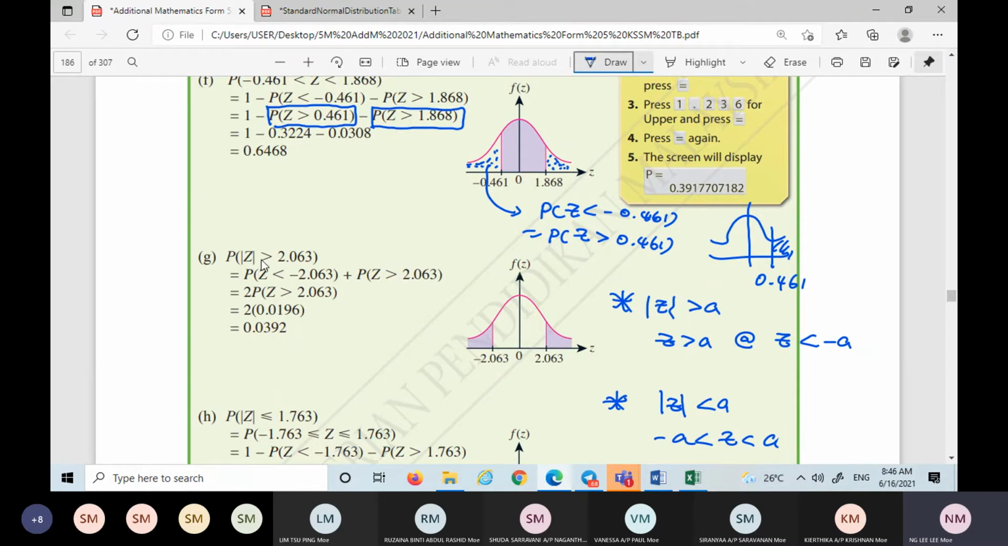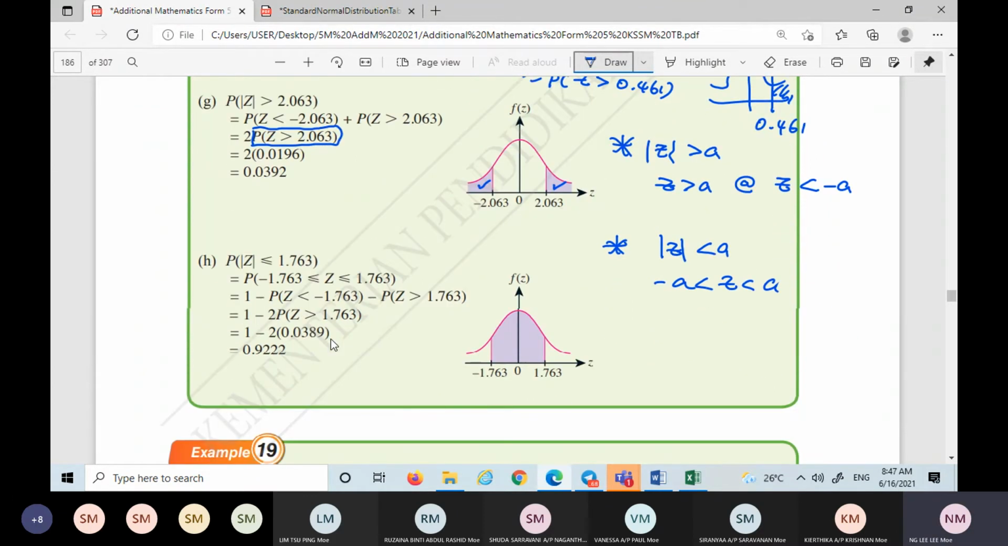So if it is greater than, then z is greater than A, and also z is smaller than negative A. If you draw it out, greater than A is to the right, smaller than negative A is to the left. Because the size of this is the same as this, this one you can read from the table. So you just double up, times 2. This one you read from the table, just times 2, then that is the answer.